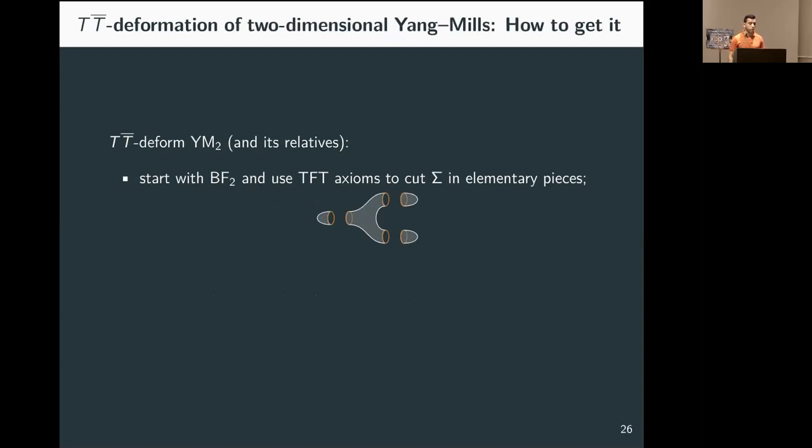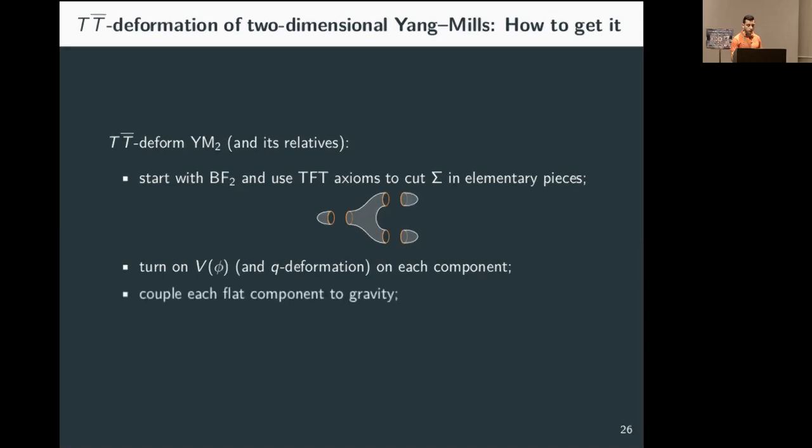So we can TT-bar deform our Yang-Mills theories. So we start with a BF theory. It is topological, so we can cut sigma into elementary pieces which are diffeomorphic to disks with 0, 1 or 2 holes. Then we turn on the potential and Q-deformations and refinements if we want. And since each component is flat, we can use the equivalence between TT-bar and JT gravity and turn on the topological gravity. Of course, the BF part is topological, so it does not couple to the gravity path integral.